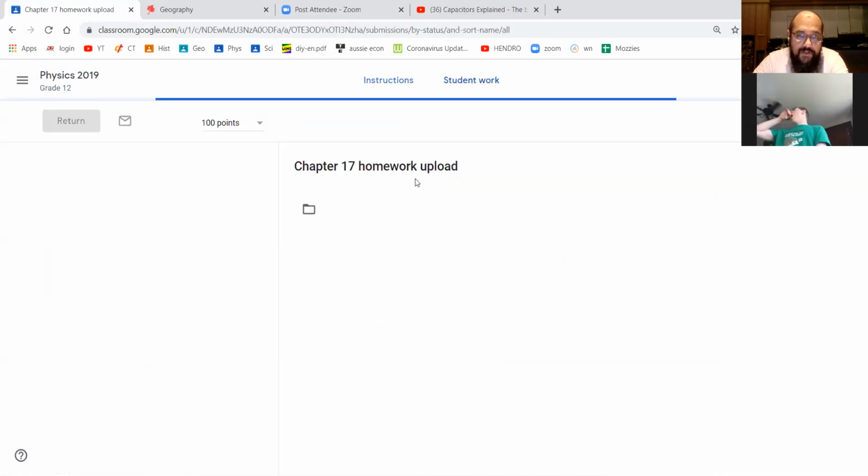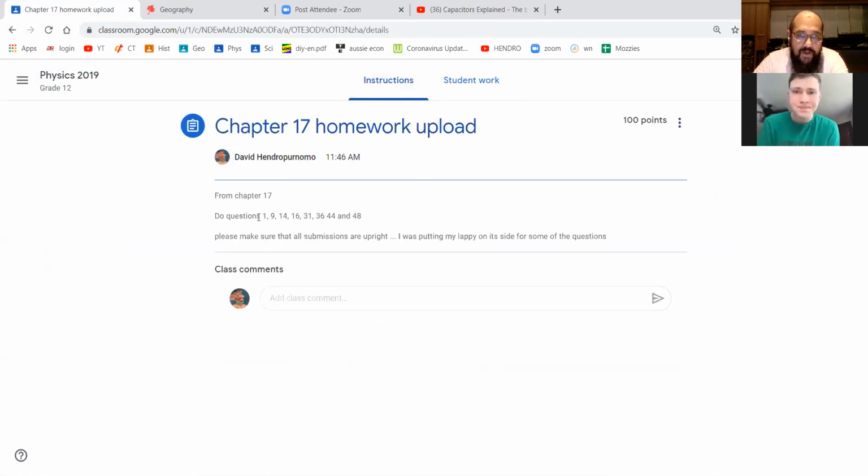The chapter 17 homework is questions 1, 9, 14, 16, 31, 33, etc. I'm going to focus on questions 1 and 9 today. Just a note for people doing this, please don't do what you did in chapter 16 where the pages are sideways. It's very difficult to move the laptop on its side to read what you've written. And these are the questions that I want answered, not anything else.